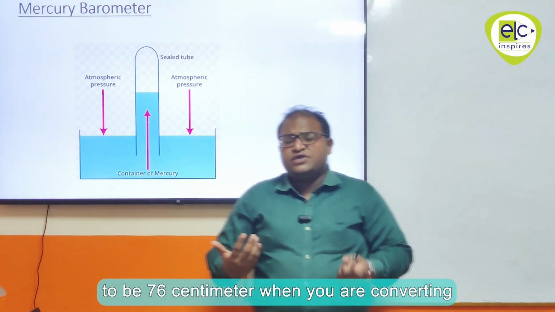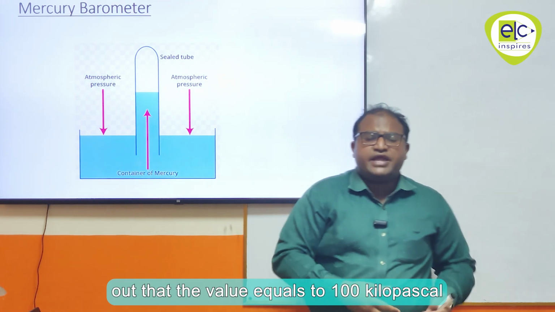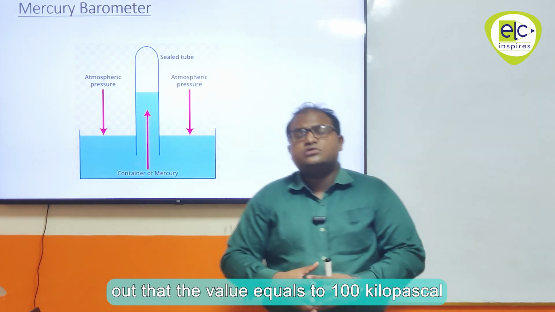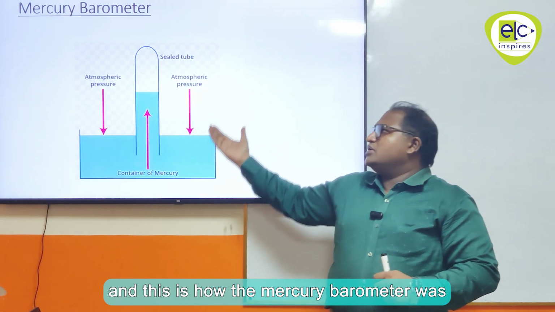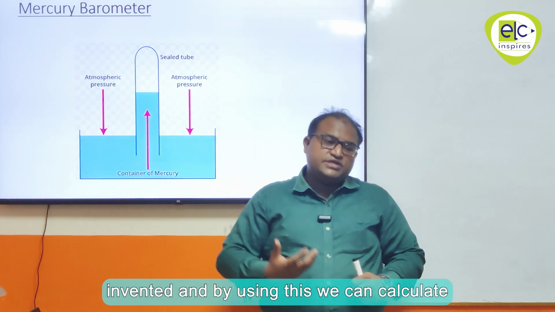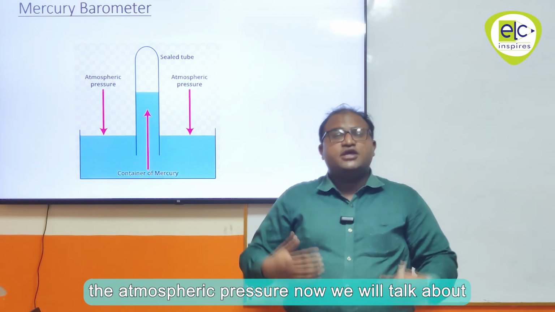When you convert that 76 centimeter into pressure, you would find out that the value equals 100 kilopascal. And this is how the mercury barometer was invented. And by using this, we can calculate the atmospheric pressure.